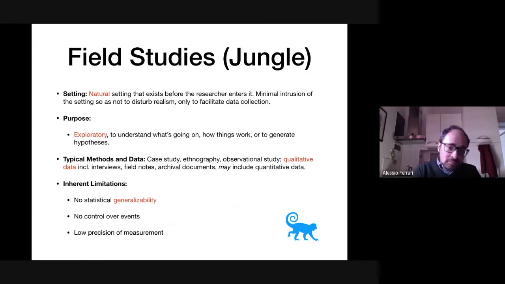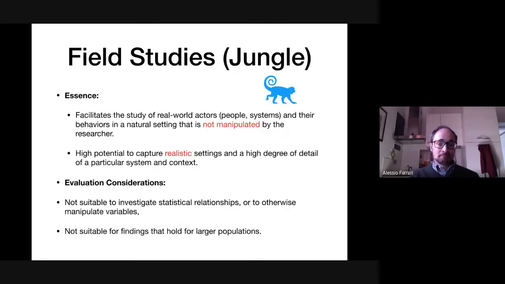The main limitation is the lack of generalizability. So you study a company, it is not generalizable. You don't have control over the events, and you don't have so much precision in the measurement, also because you're using mostly qualitative data. In essence, the idea is that you don't manipulate the reality, and you are using realistic settings for the specific system and context that you want to study. So you are focused on a specific context.